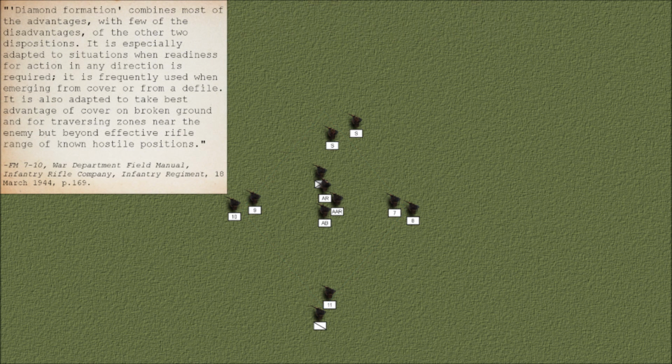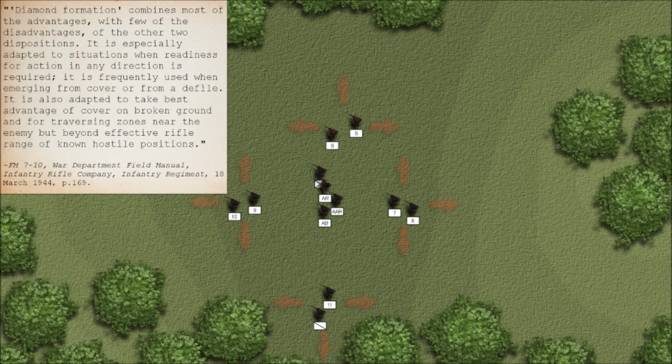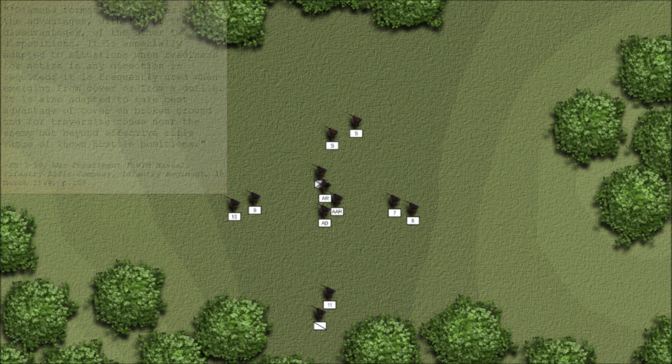Diamond formation combines most of the advantages with few of the disadvantages of the other two dispositions. It is especially adapted to situations where readiness for action in any direction is required, and is frequently used when emerging from cover or from a defile. It is also adapted to take best advantage of cover on broken ground and for traversing zones near the enemy but beyond effective rifle range of known hostile positions. This formation turns up often in memoirs from the ETO.